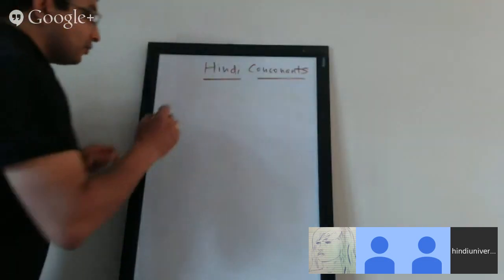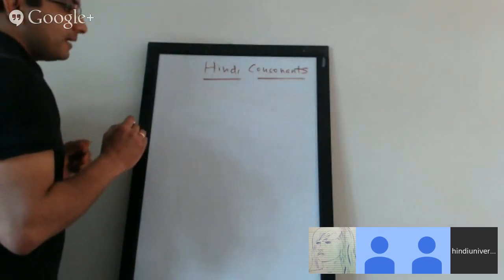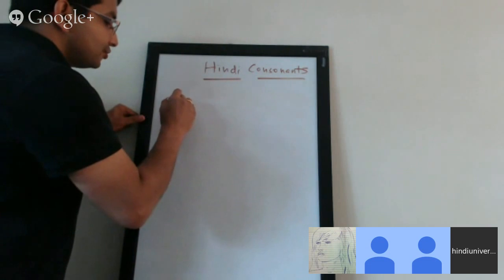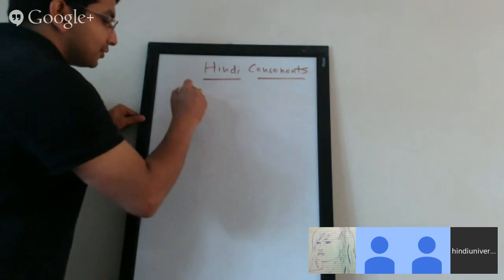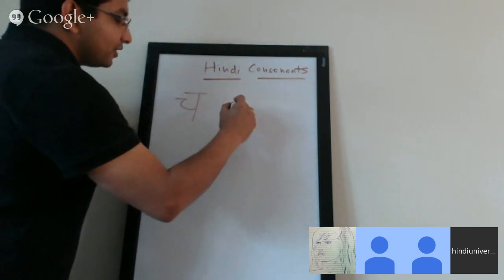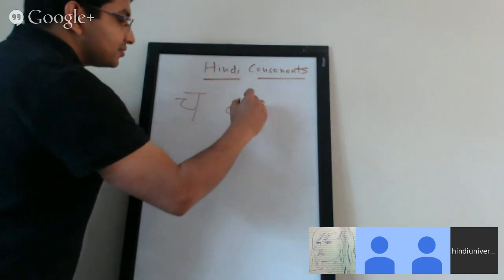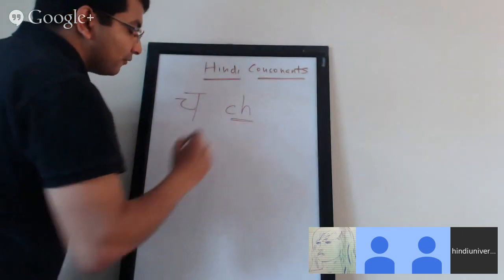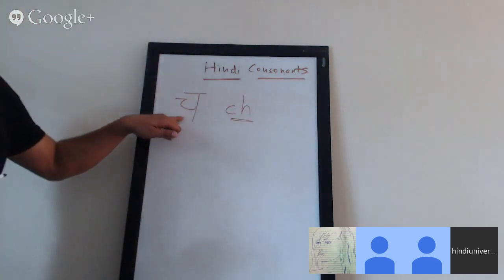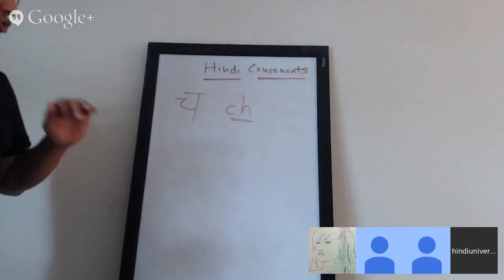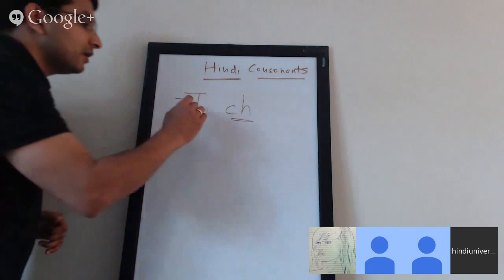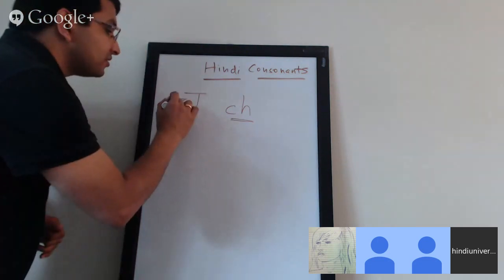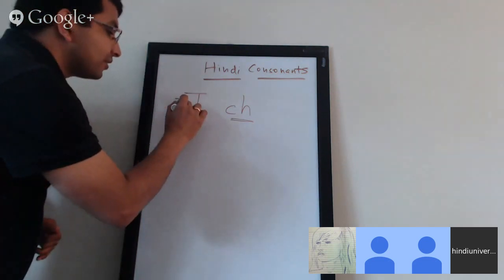Okay, so the first consonant, or the first palatal that we have, is ch. Even though phonetically I should be writing it as CHA, the closest phonetic here would be CH, ch, ch. Okay. Now, what is the trick to remember this particular consonant? How do you write it?